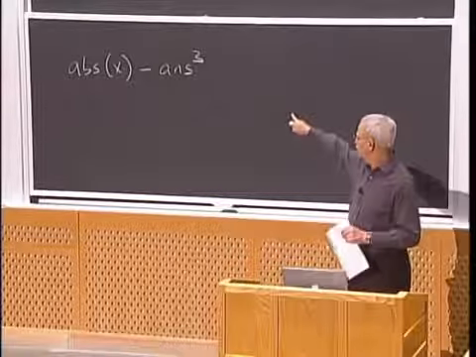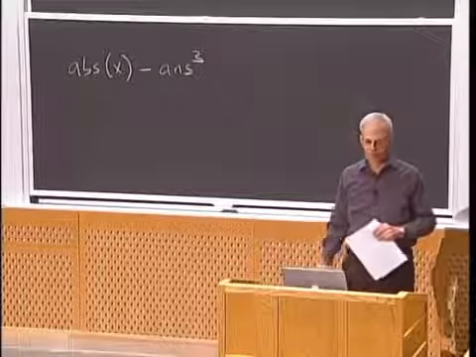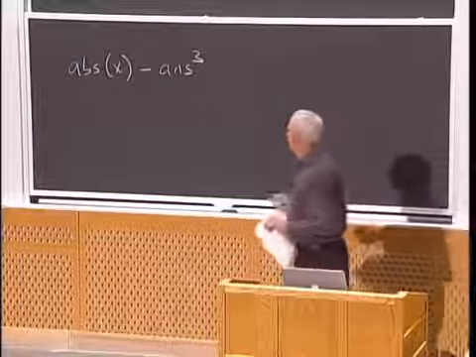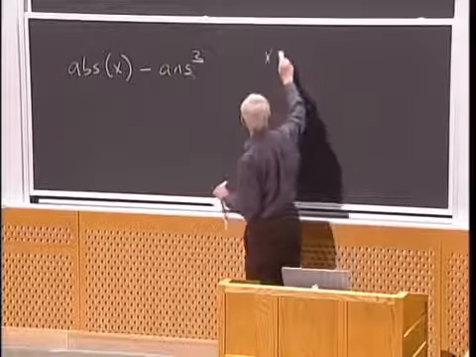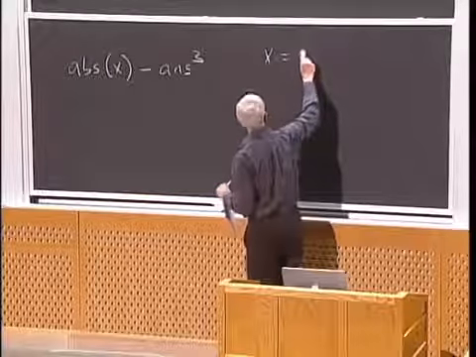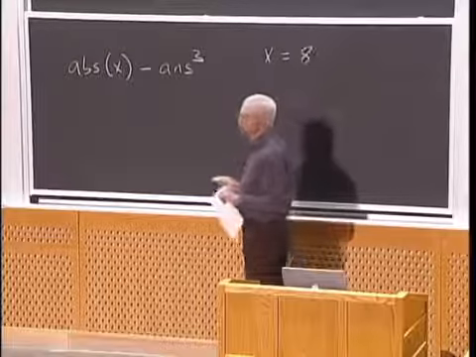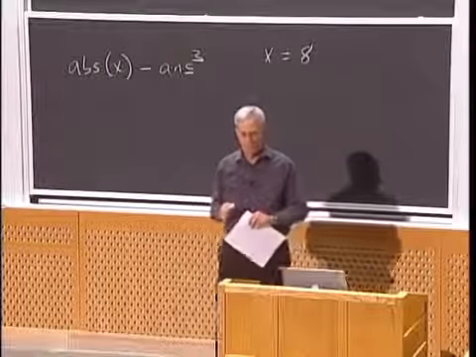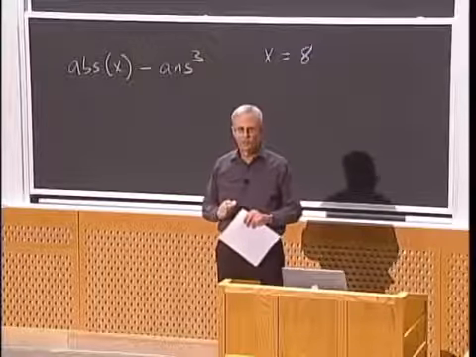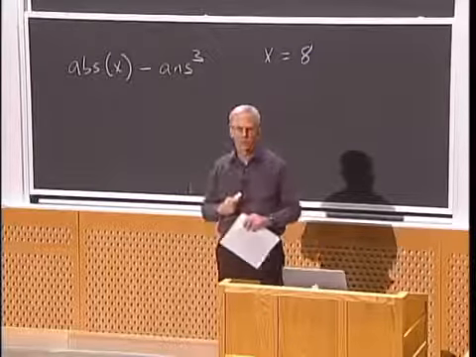It's the absolute value of x minus answer cubed. So what does this value start at? Let's pick a value. Let's try, suppose that x is equal to 8. What is the initial value of the decrementing function?